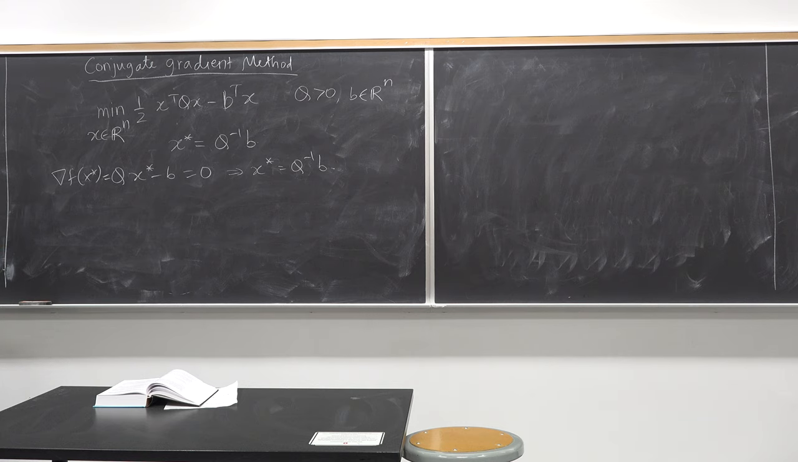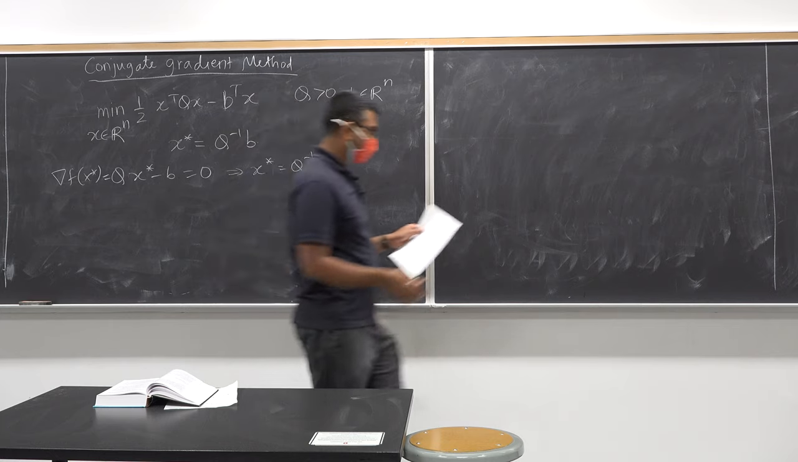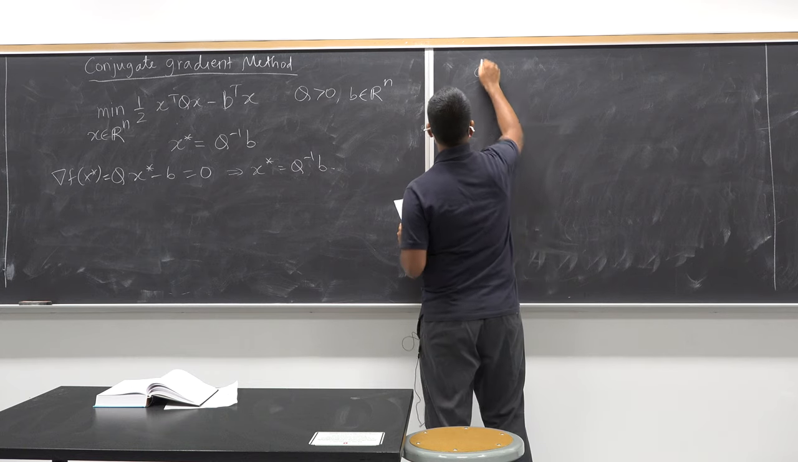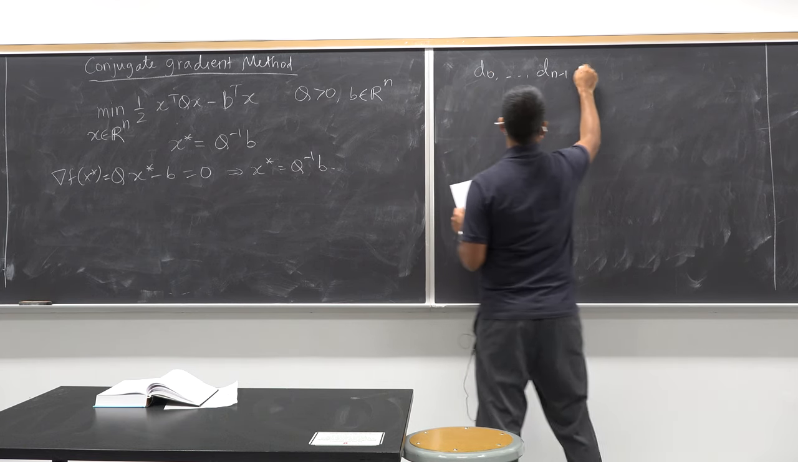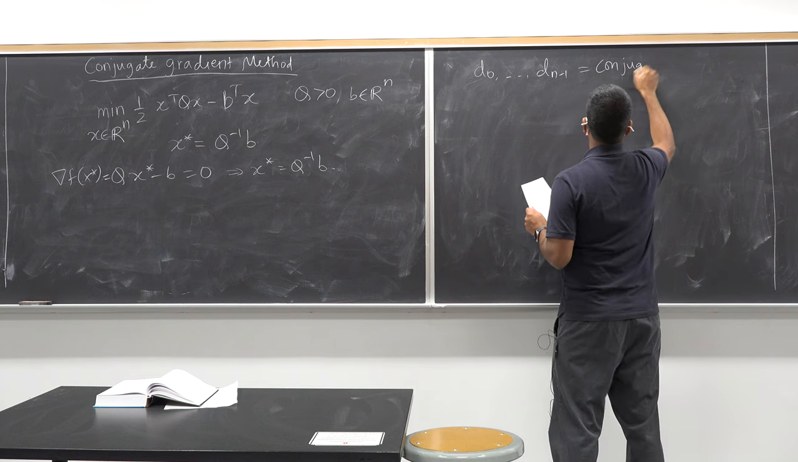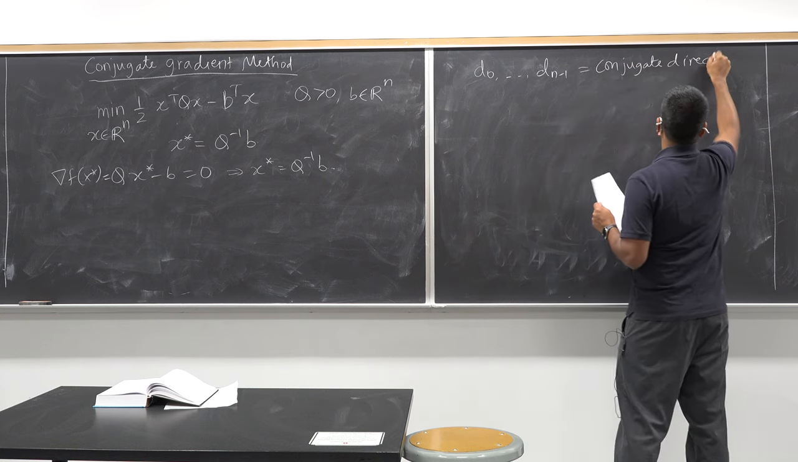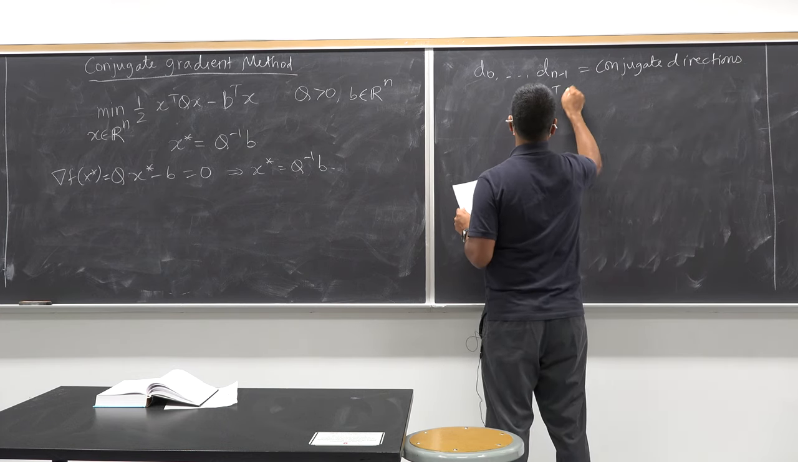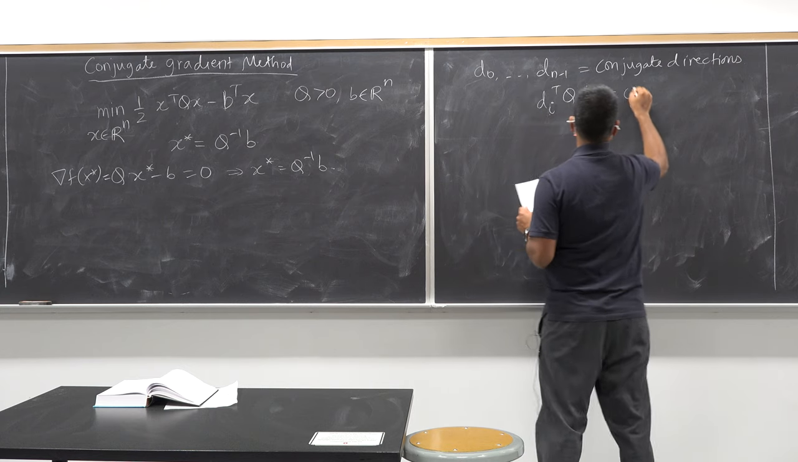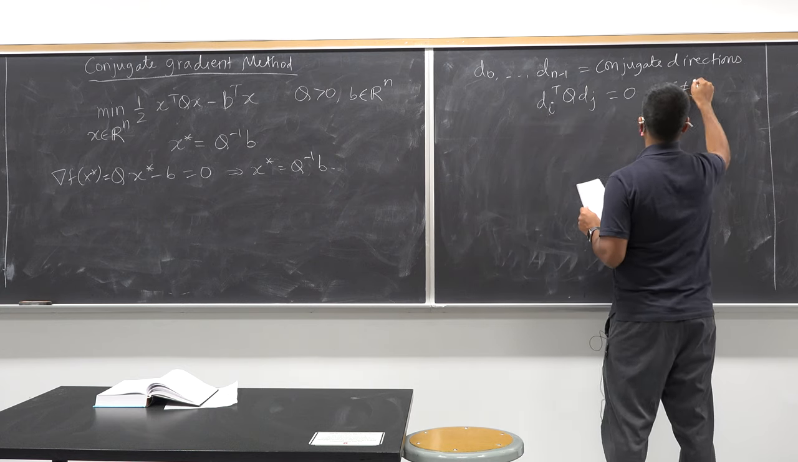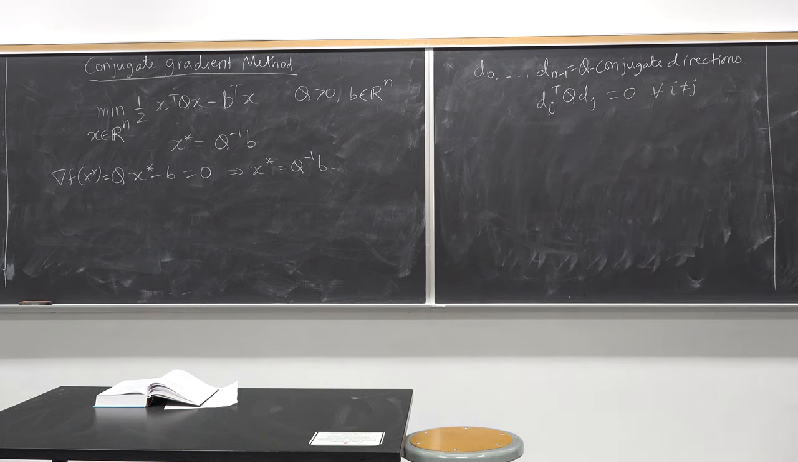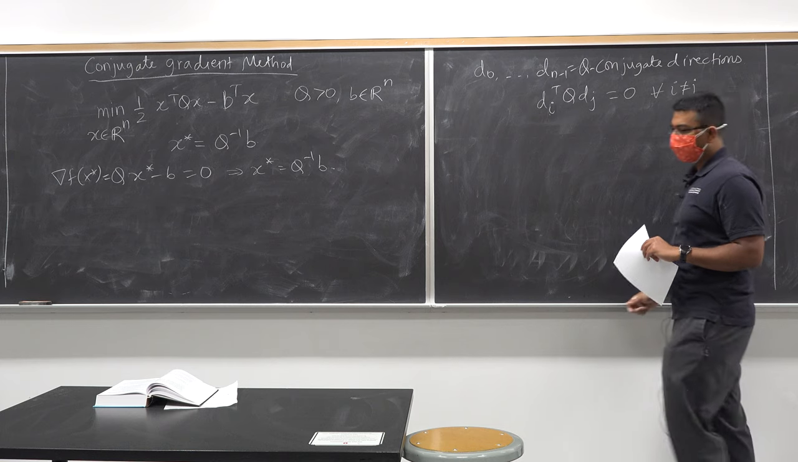So how do we go about conjugate gradient method? Let's talk about conjugate directions, something that you have done in your homework one. So I have d0 to dn minus 1. These are conjugate directions. What that means is di transpose Q dj is equal to 0 for all i not equal to j. So these are Q conjugate directions. These are the vectors such that di transpose Q dj is equal to 0.